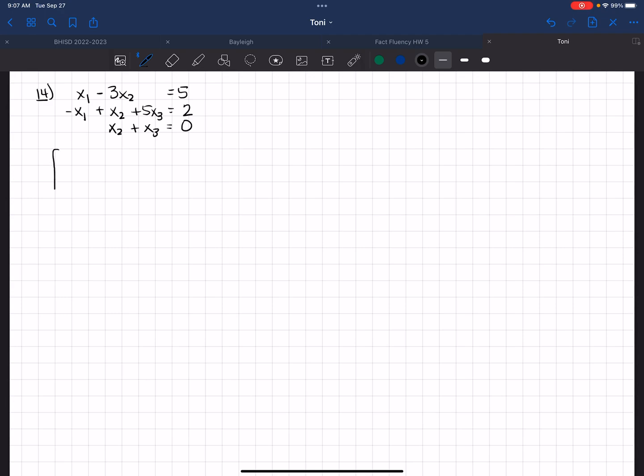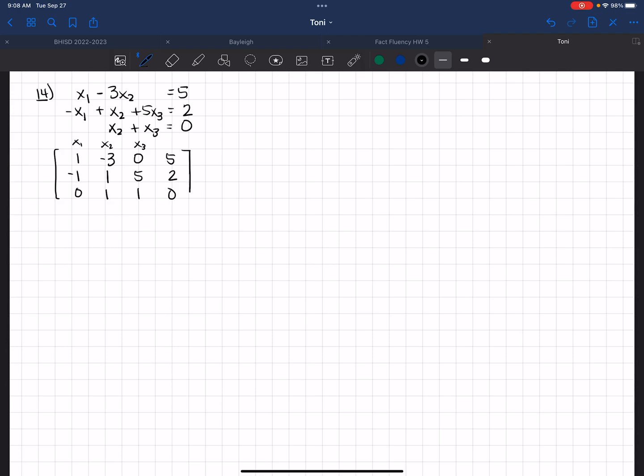So I took my system here. Let's see, I only need 3. So this is going to be 1, negative 1, 0, because here's my x1s. And then I have negative 3, 1, 1. There's my x2s. And then my x3s will be 0, 5, 1. And of course, those answers are 5, 2, and 0.